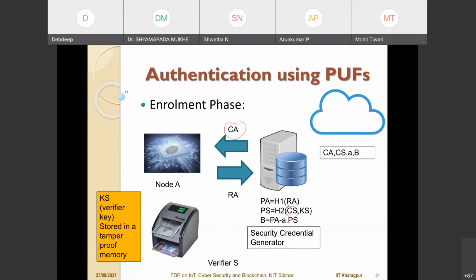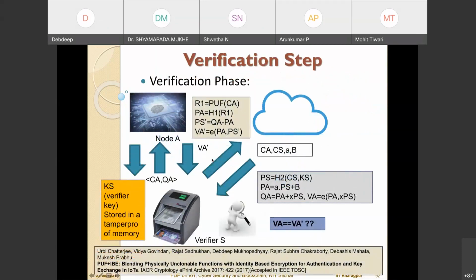Okay, so the idea being that in order to get RA, the attacker needs access to this PUF, because only the PUF can map this CA to RA, and there is no other model through which you can get this mapping. Okay, and this is being leveraged in the verification phase, where suppose this node wants to communicate with this verifier.